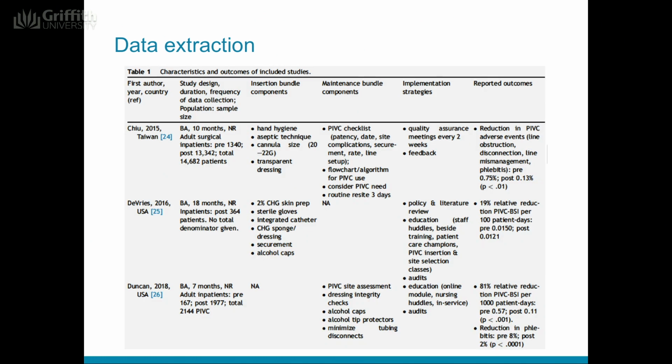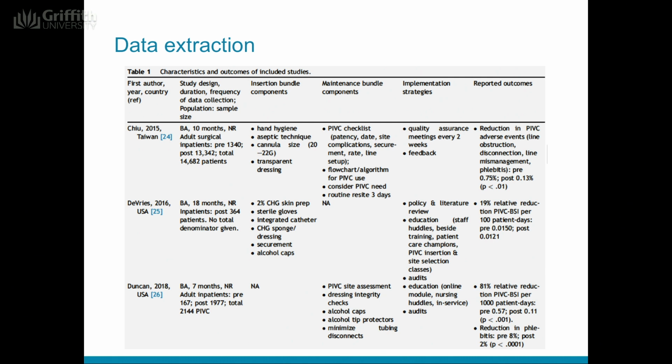And when you get there, you end up with a table, for instance, like this, that's in my final publication. So it is a lot of work, but that's how you do it. You can see at the top there, I've got my first author, my year, my country. In the next column, I've got my study design. How long did it go for? How often did they collect data? Well, who was the population? What was the sample size?